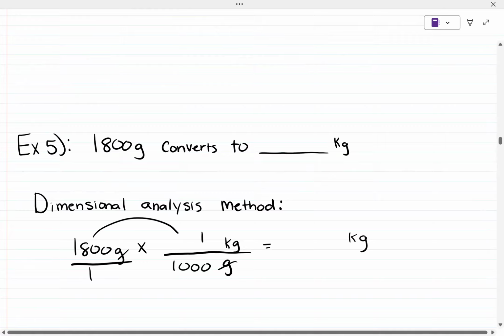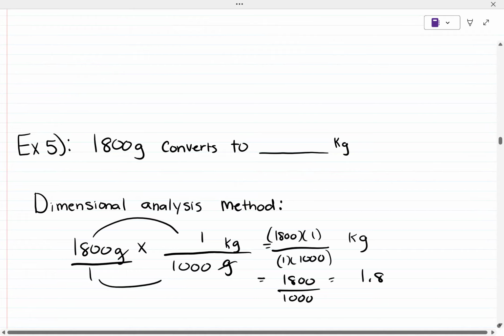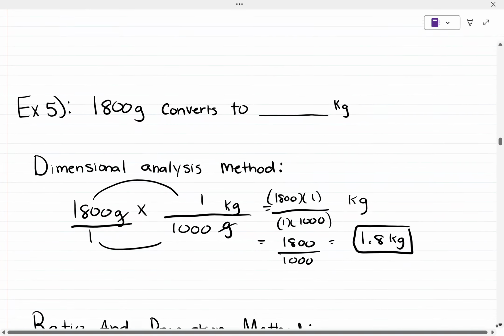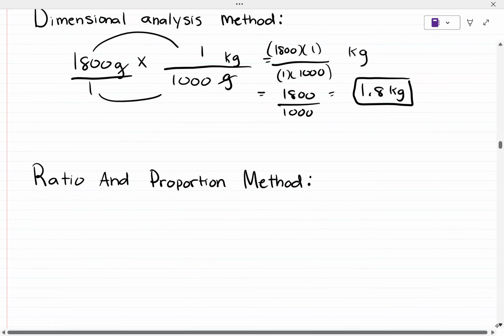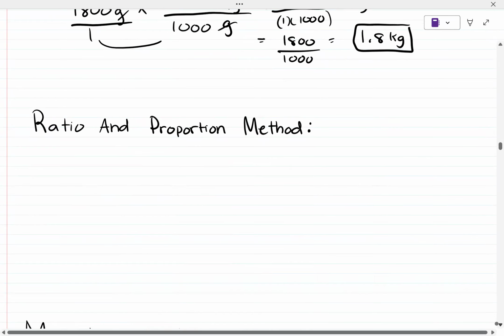So 1,800 times 1, and then on the bottom was 1 times 1,000. Put it all together, you get 1,800 over 1,000, and you get exactly 1.8 kilograms. Okay, ratio and proportion method.